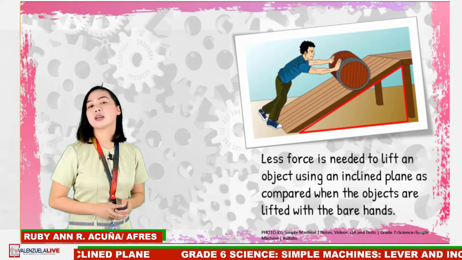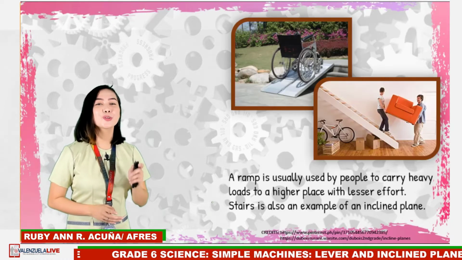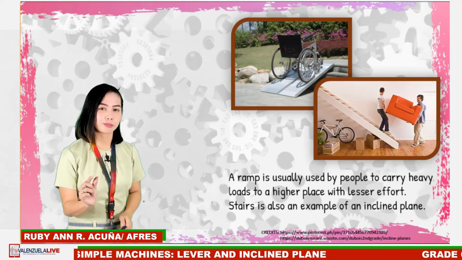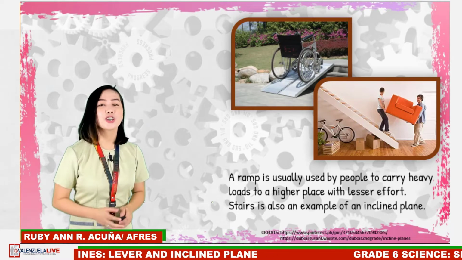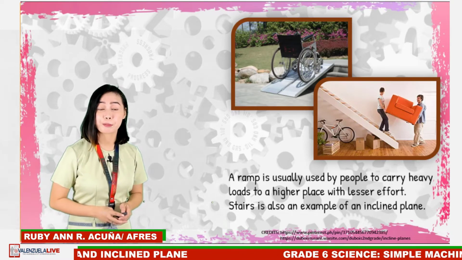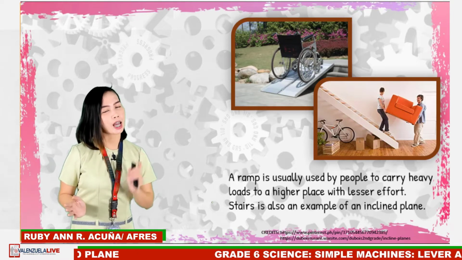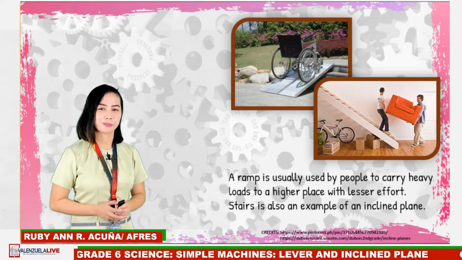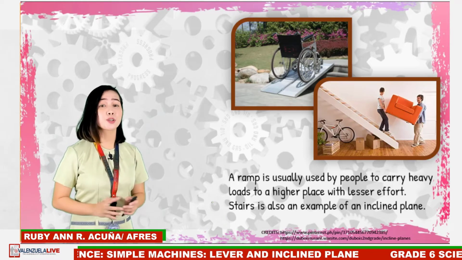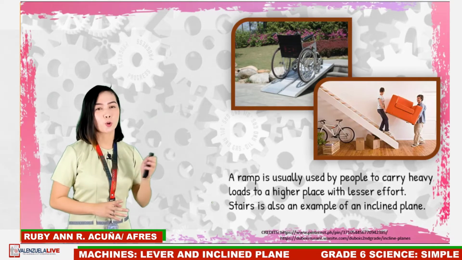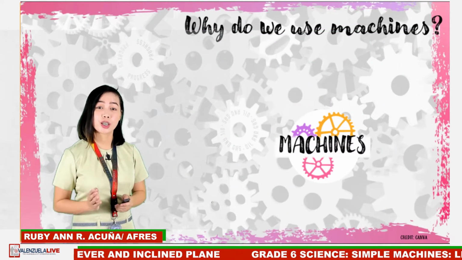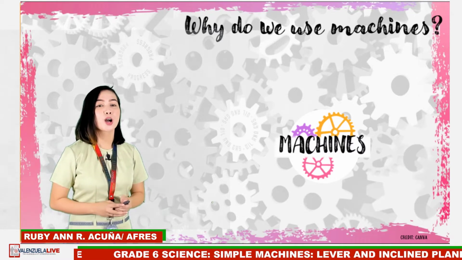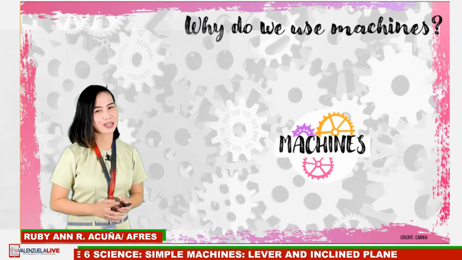A ramp is usually used by people to carry heavy loads to a higher place with lesser effort. Stairs is also an example of an inclined plane. We all know that it helps people to move to a higher place with less effort. Other examples of inclined planes are sloping roads, chisels, hatchets, plows, air hammers, carpenter planes, and wedges.